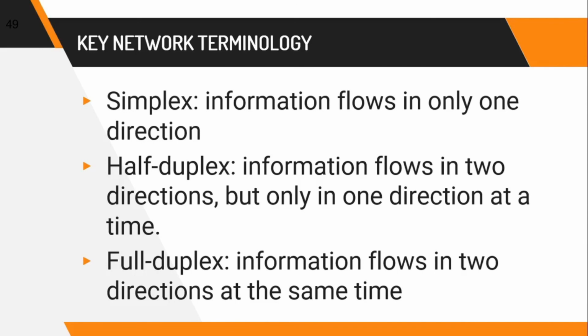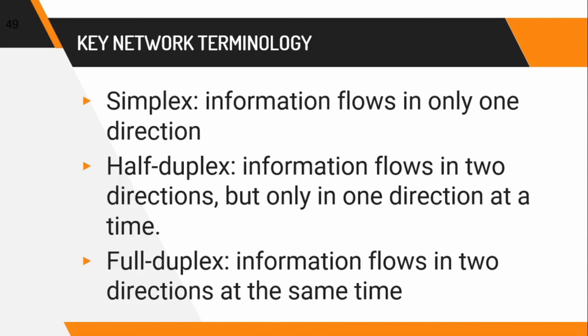In full duplex mode, both stations can transmit and receive simultaneously. In full duplex mode, signals going in one direction share the capacity of the link with signals going in the other direction. This sharing can occur in two ways. Either the link must contain two physically separate transmission paths, one for sending and the other for receiving, or the capacity is divided between signals traveling in both directions.